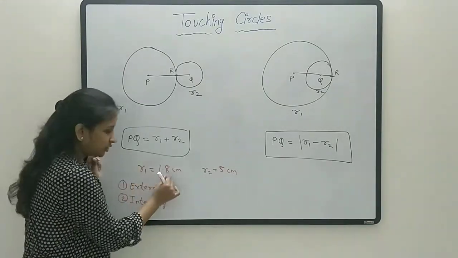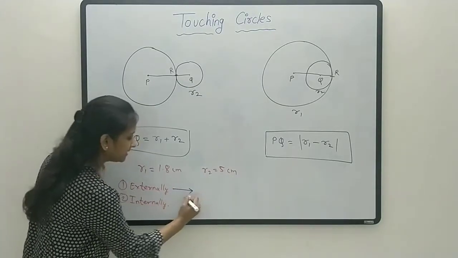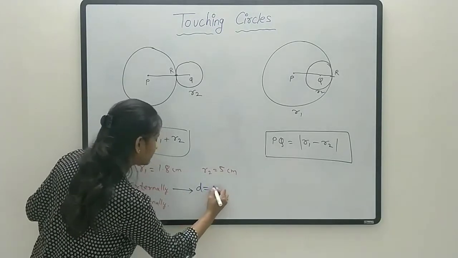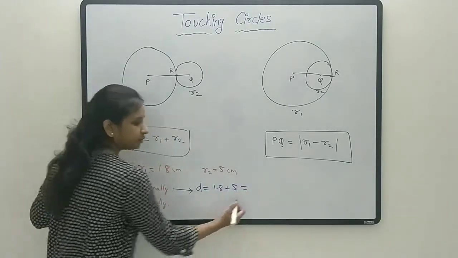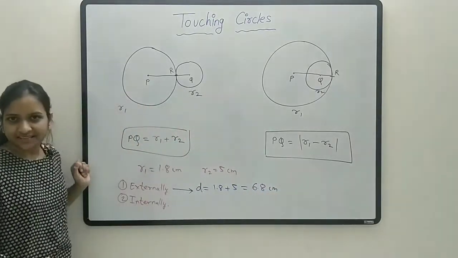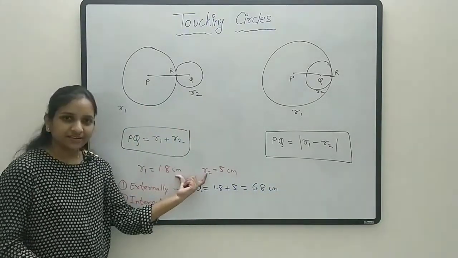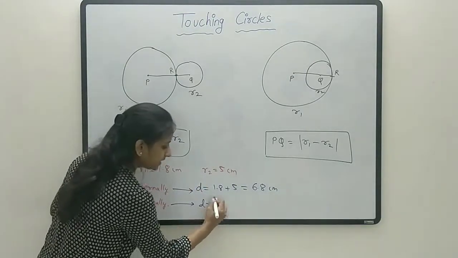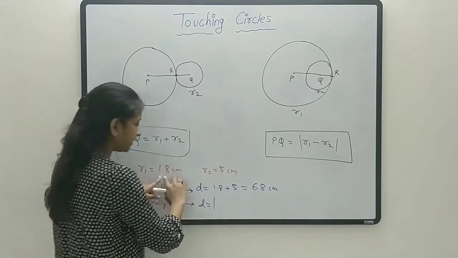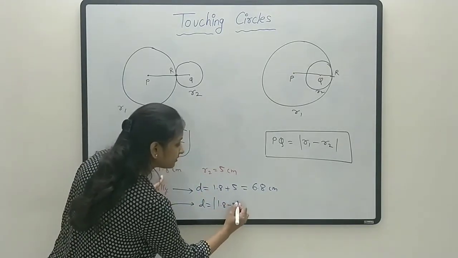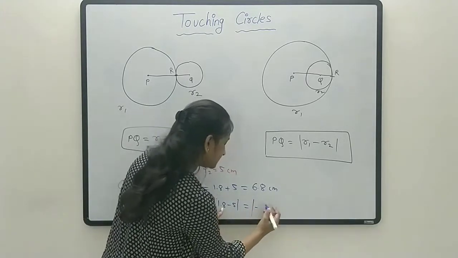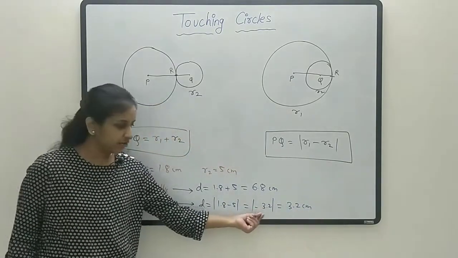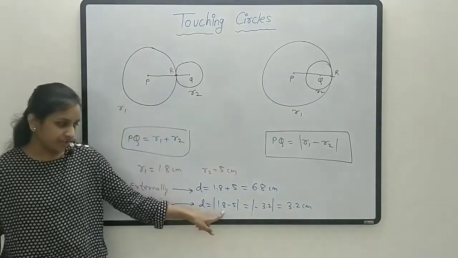What is the distance between the centers of the two circles if they touch each other externally? The distance will be the sum of the radii, right? So the distance is 1.8 plus 5, R1 plus R2, which is 6.8 centimeter. Easy. Now let's find the distance between the centers if the two circles touch each other internally. Then the distance will be the modulus of the difference between the radii, 1.8 minus 5. So this is minus 3.2, right? So this is 3.2 centimeter. As the distance cannot be negative, we should take the positive value. That's why we have taken the modulus.